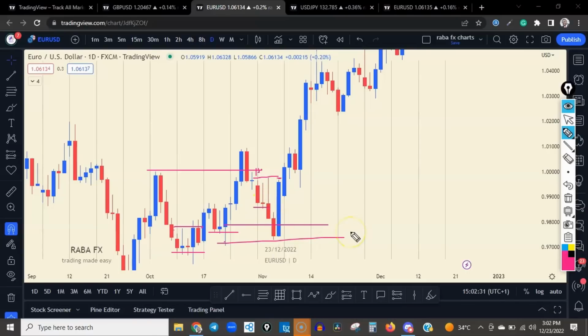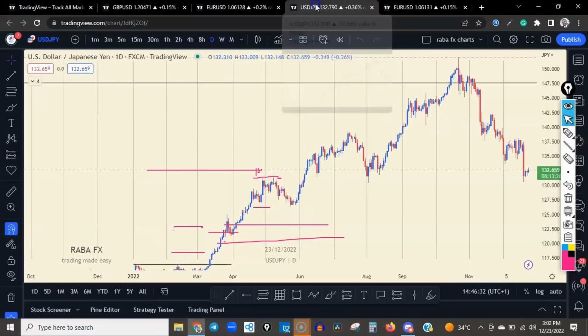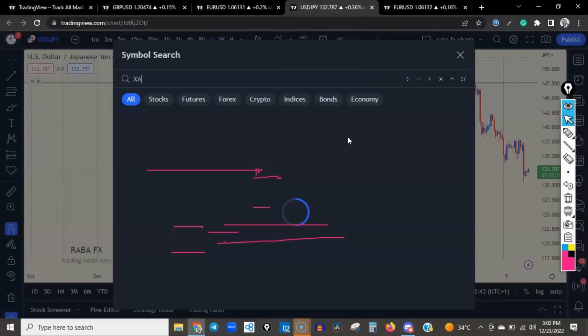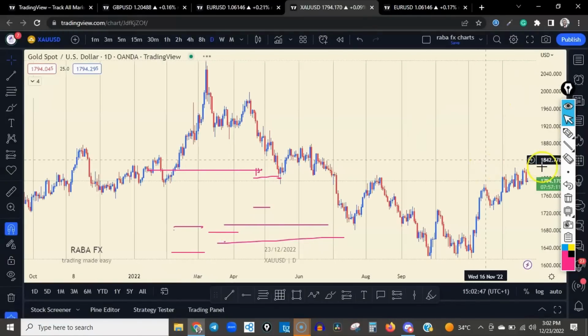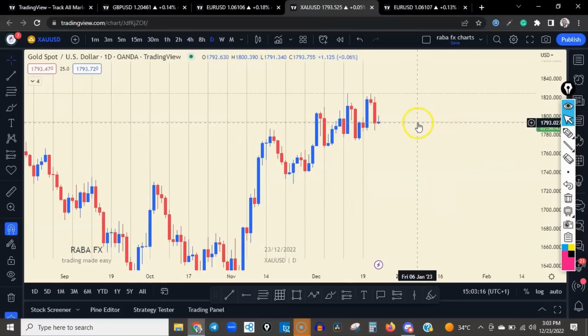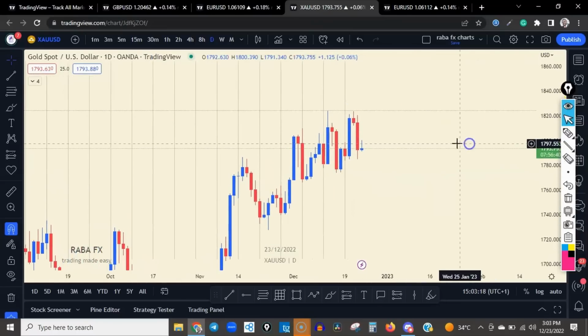So you have to combine what I'm showing you here with everything you know about forex, market structure, top-down analysis, and so on. So let's look at gold. You can try this with any other asset. So this is gold. We are still within the range. We haven't gotten a direction yet.